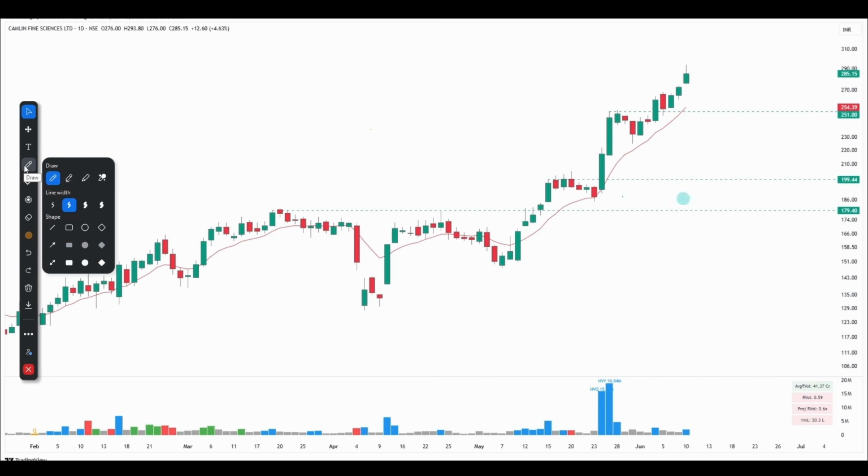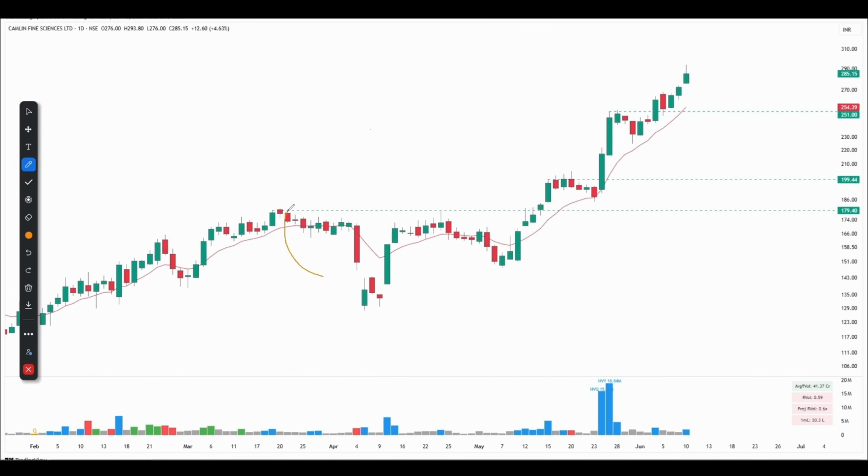Same example in Camlin. When it was forming the LHS, the price was hovering in between the 10 EMA, but when it transitioned from LHS to the RHS, look at this contraction happening near the 10 EMA, contraction happening near the 10 EMA, and ultimately going up.